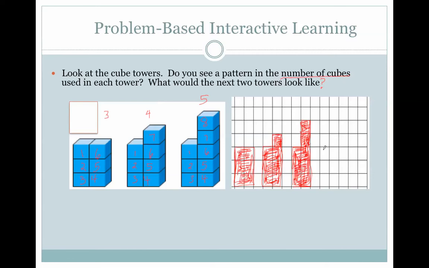Now I need to draw the next 2 towers. I know that I'm going to go up 1 level. So this one is going to have 6 levels, and then it's going to have 9 cubes because the number of levels is going up, and so is the number of cubes. So I'm going to start with 1, 2, 3, 4, 5, 6, and that's the original 6 that I started with on the first one. 7, 8, which would be this one, and then one more would make 9.